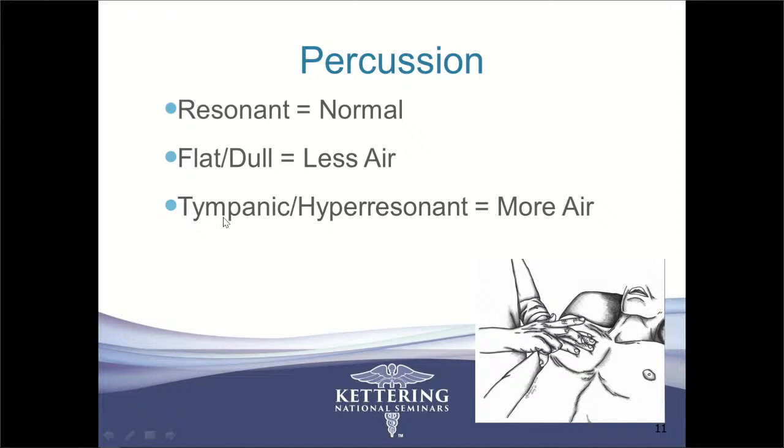And again, if you drop down further to letters D and E, you can see here we've got them together, tympanic / hyperresonant. That means more air. So again, tympanic and hyperresonant, they mean the same thing, and they mean more air. Usually an indication of a pneumo or something like that, okay? The flat or dull usually means that you've got something like a pneumonia, all right?